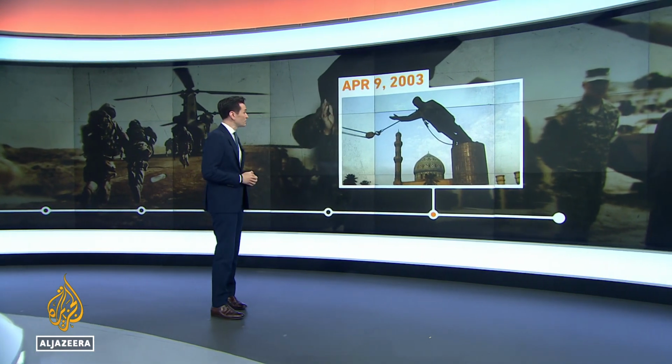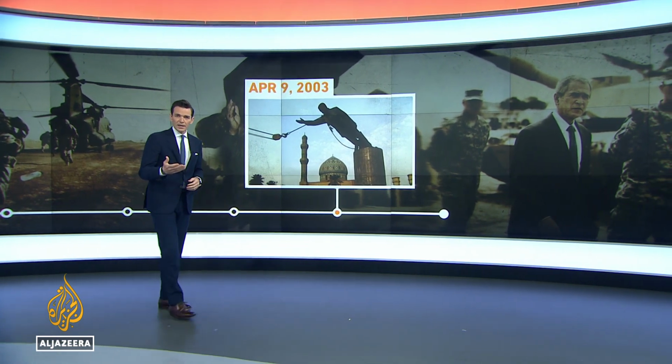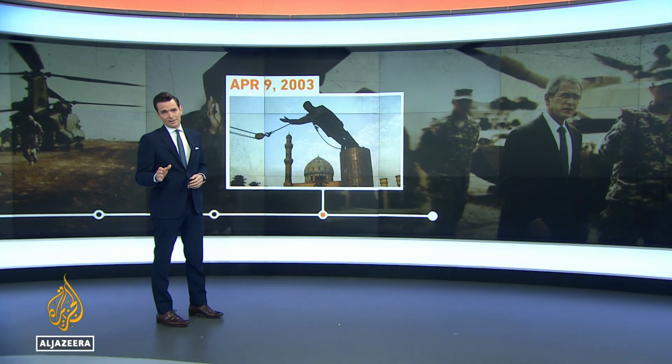Within 3 weeks, U.S. forces take Baghdad. And this becomes a defining image of the war. The statue of Saddam Hussein pulled down in Firdos Square. Elsewhere in the capital, there's widespread arson and looting. American forces do little to stop that.